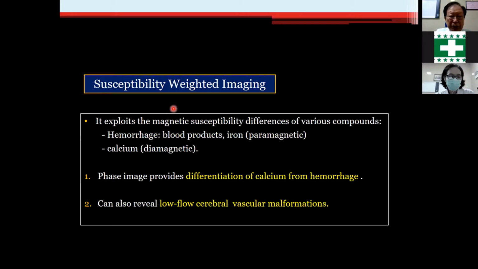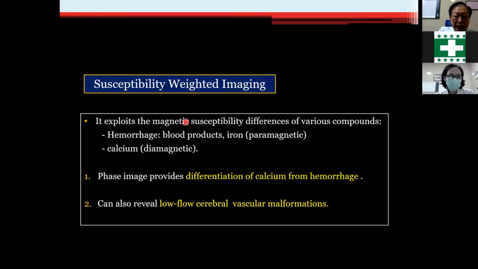SWI is sensitive to hemorrhage. Blood products such as oxyhemoglobin, deoxyhemoglobin, and methemoglobin include iron, and we call it a paramagnetic substance, unlike calcification, which is diamagnetic. So the phase image is a source for this phase shift, and you can differentiate between calcium and hemorrhage.